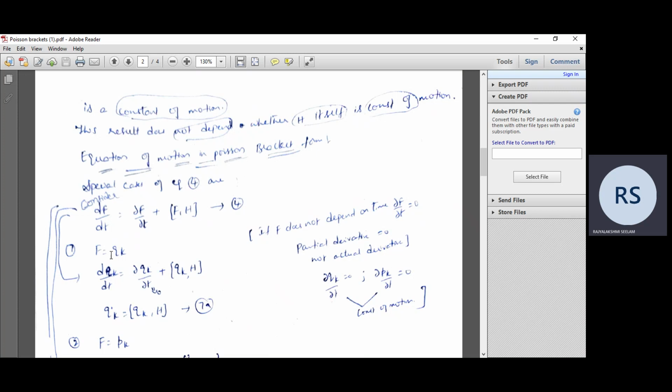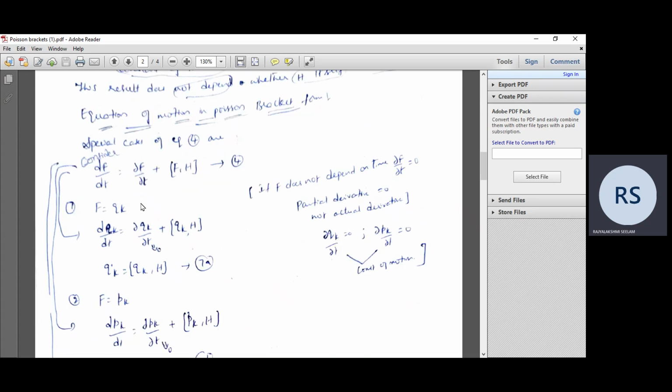Now let us replace f with small qk. If you replace f with small qk, what will happen? So dqk by dt equals dou qk by dou t plus, in the place of f, we are replacing with qk comma h. So let us see here, if f does not depend on time, that means dou f by dou t becomes 0. So the partial derivative becomes 0, but not the actual derivative.